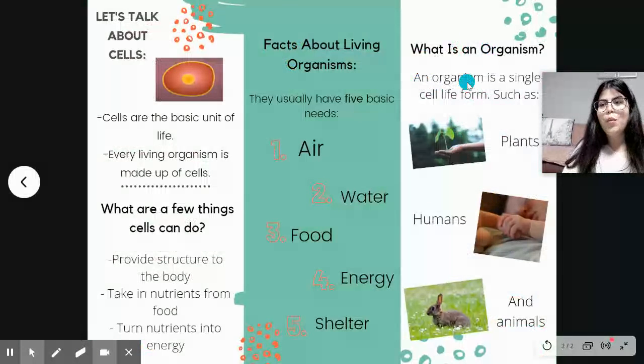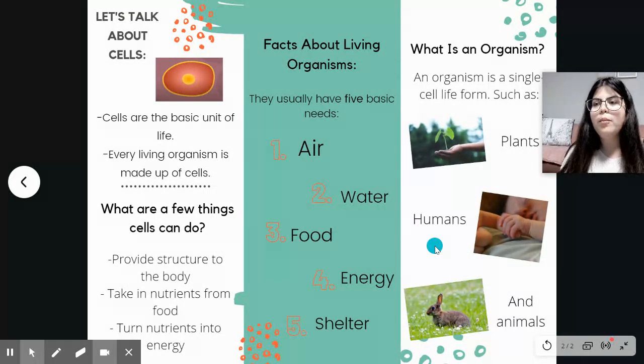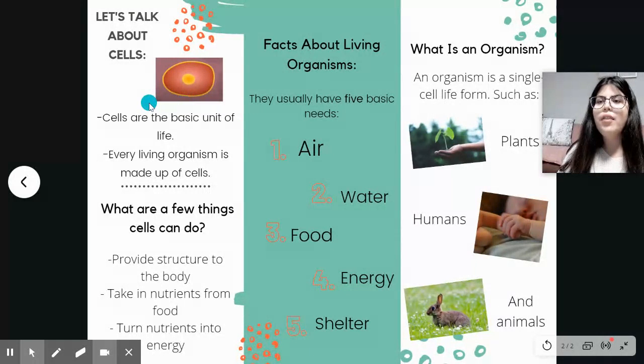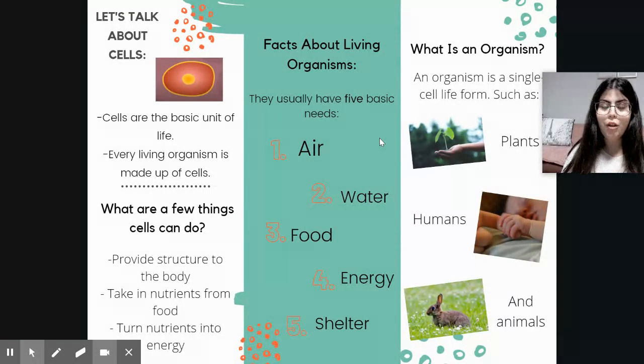Over here, we're starting with what is an organism. An organism is a single cell life form, such as plants, humans, and animals, and I assigned pictures to each one as a memory tactic. And then facts about living organisms in the middle over here: they usually have 5 basic needs, so air, water, food, energy, and shelter. This actually ties into one of the links that I assigned them, and they'll get to dive more into that and discover more about what that looks like.